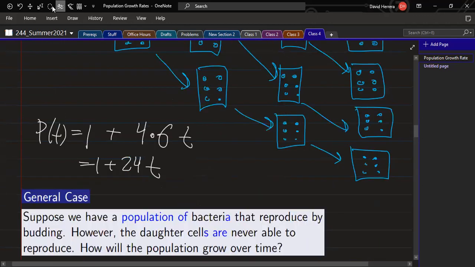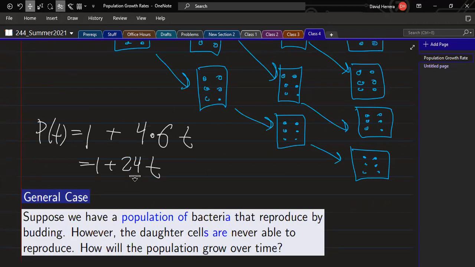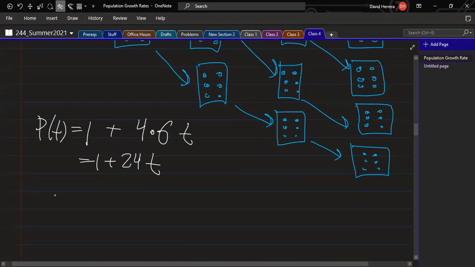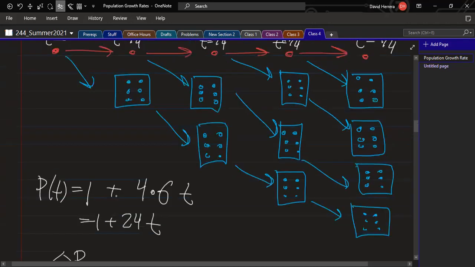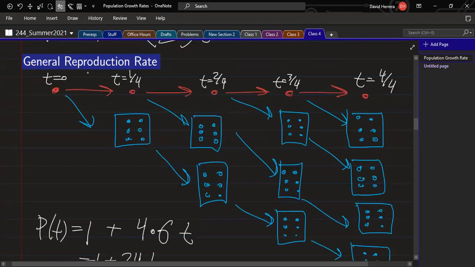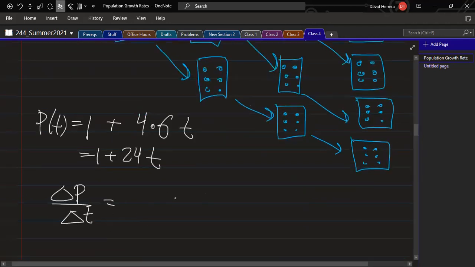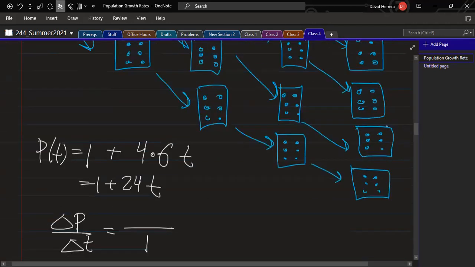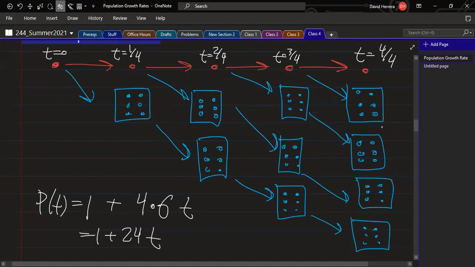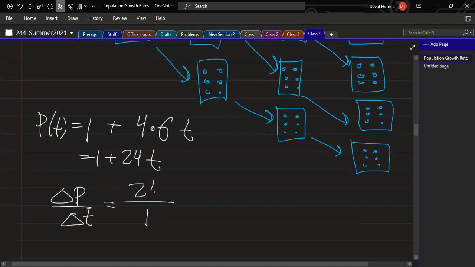One way to look at this is to say, okay, delta P over delta T. Well, how much is changing over a particular time? So the natural point of time, you could either look at the units of this. So this is going to be 1. And what are the units? How many things increased? Well, there's 6 here, and then there's 4. So this is going to be 24.